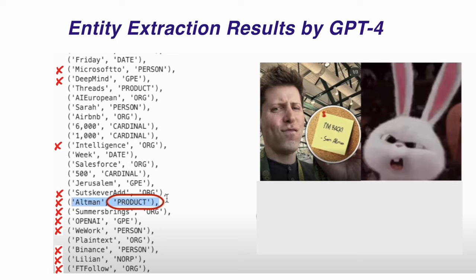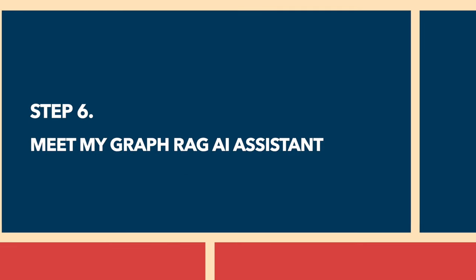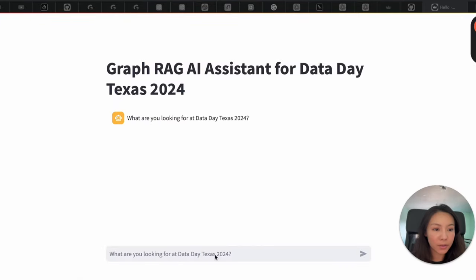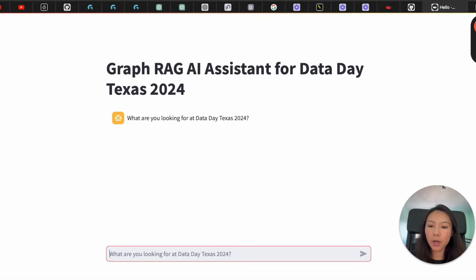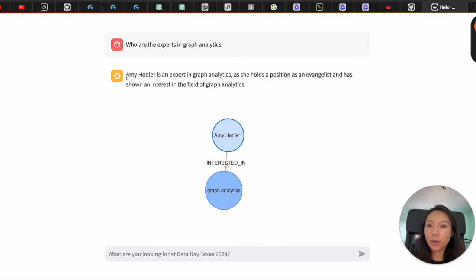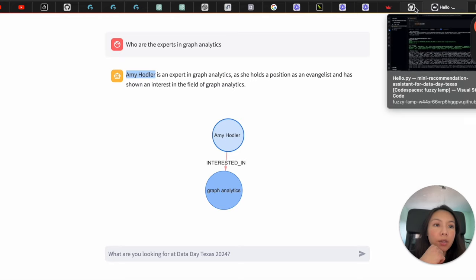It's obvious there's already a lot of mistakes here, such as Sam Altman is apparently not a product, WeWork is not a person, and Microsoft 2 is not even a valid entity. Since this whole video is about knowledge graph, how about let's find out who are the experts in graph analytics. So here we got Amy Hodler. There's also a graph interface where it shows the entities and relationships.